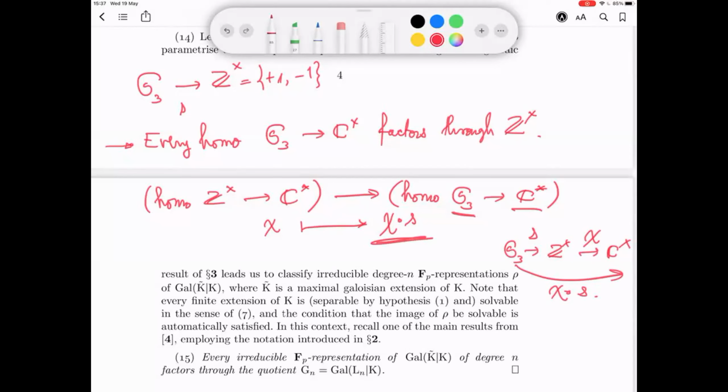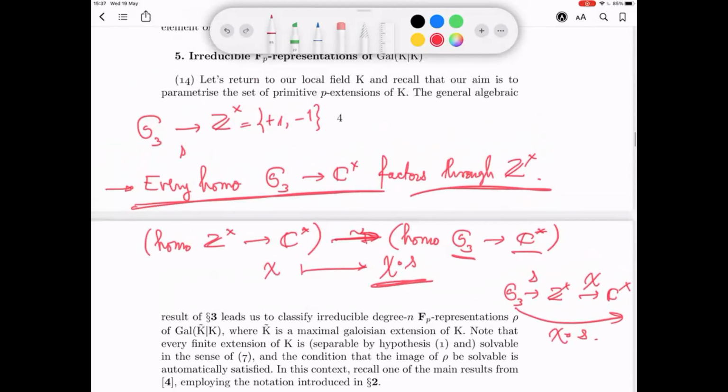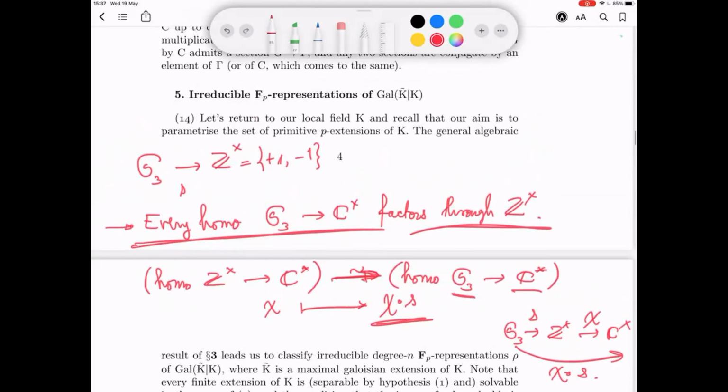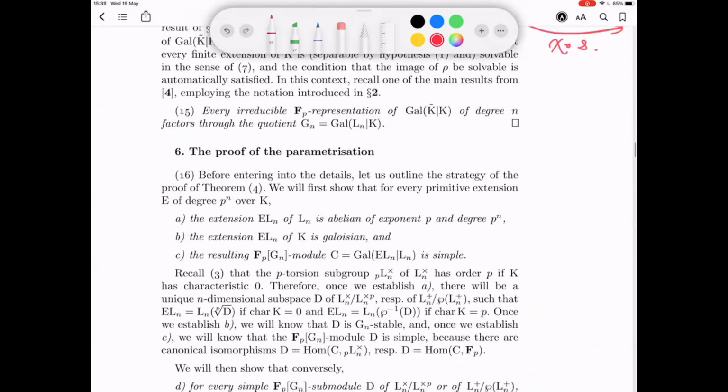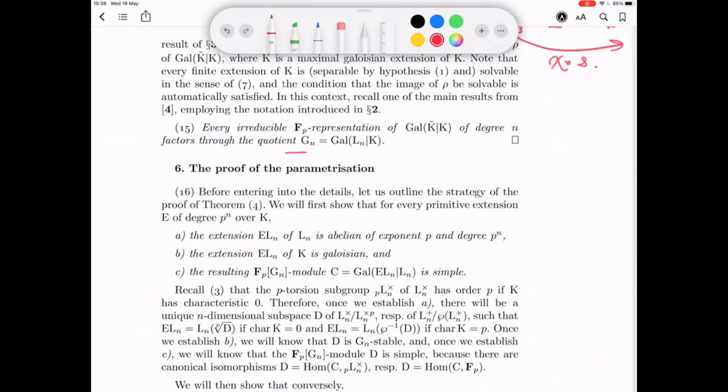Now, to say that every homomorphism factors through this quotient Z star means that this map is a bijection. The map from the homomorphisms of Z star into C star to the set of homomorphisms from S3 to C star is a bijection. And that's clearly a bijection, because chi is related to chi of S. So it's in this sense that I meant that every representation factors through this quotient.